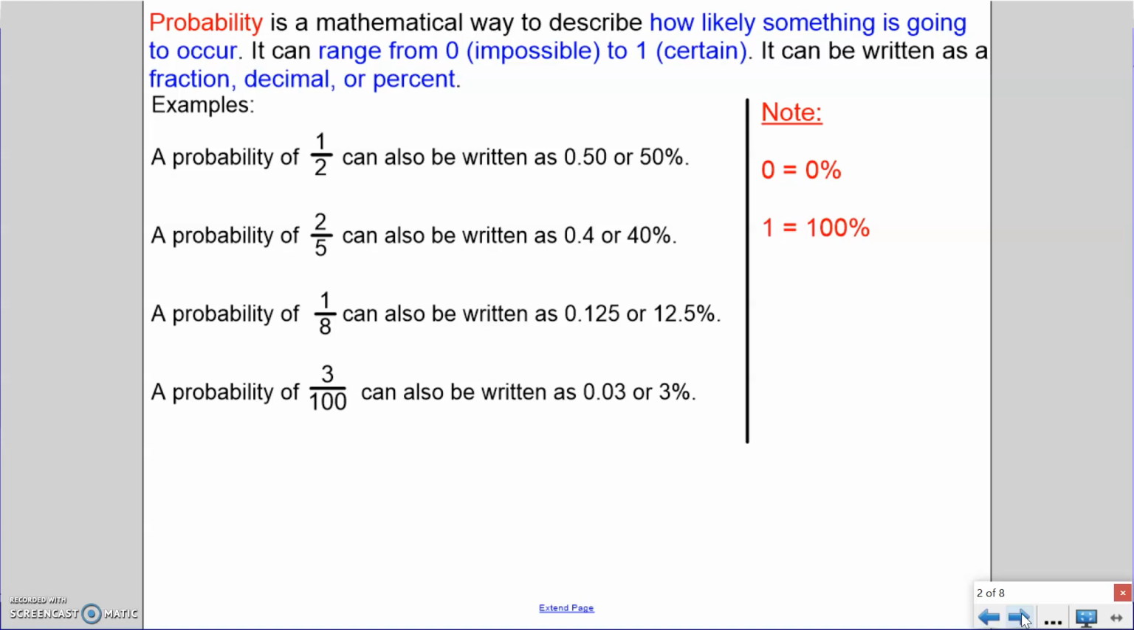Probability is a mathematical way to describe how likely something is going to occur. It can range from 0, which is impossible, to 1, which is certain. It can be written as a fraction, decimal, or percent. For example, a probability of 1/2 can be written as 0.5 or 50%.